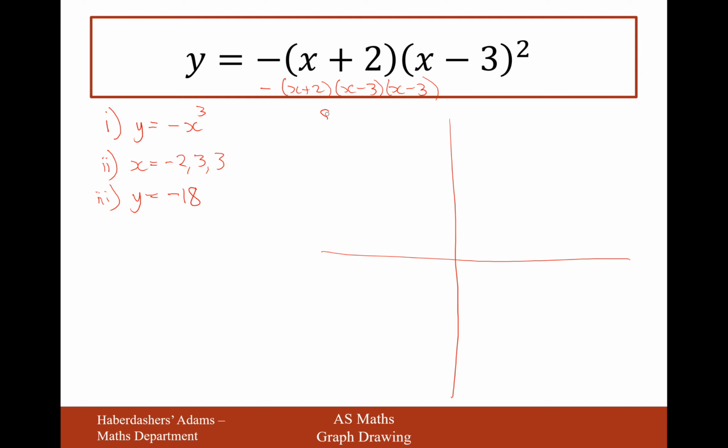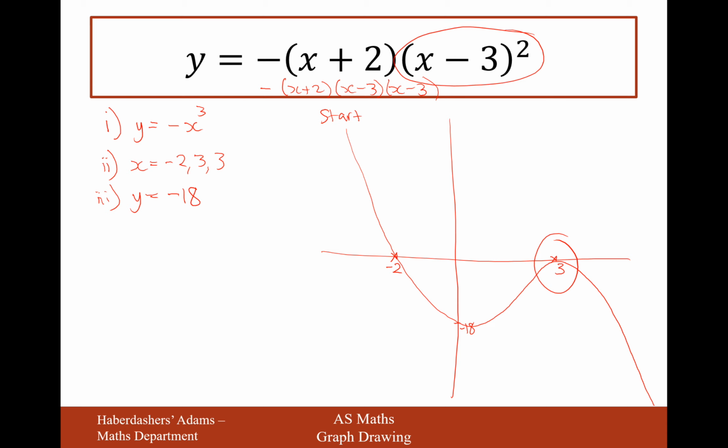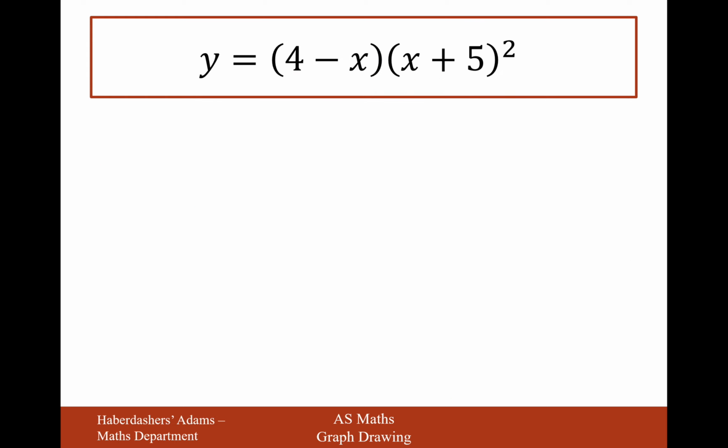So let's now start up here because it's a negative x cubed graph. We're going to intercept at minus 2 and 3 twice. We're going to go through minus 18 down here. So it's going to go through there, up, hit the 3 and back down. Lovely, good. So it goes straight through the minus 2 and has a repeated root at 3 because it has a x minus 3 squared on this bracket. Lovely, good. So let's move on to the next one.